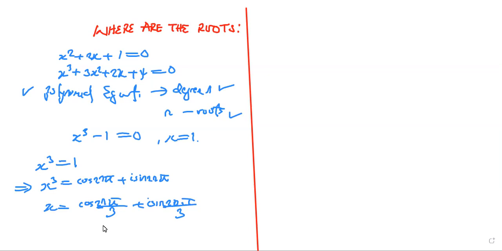Now, the value of n will be 0, 1, and 2 because for n equals 3, the whole thing repeats. If you plug in n equals 3, you get cosine of 2 pi plus i sine of 2 pi, so we still get 1. The case where n equals 0 corresponds to x being cosine of 0 plus i sine of 0, which is equal to 1.